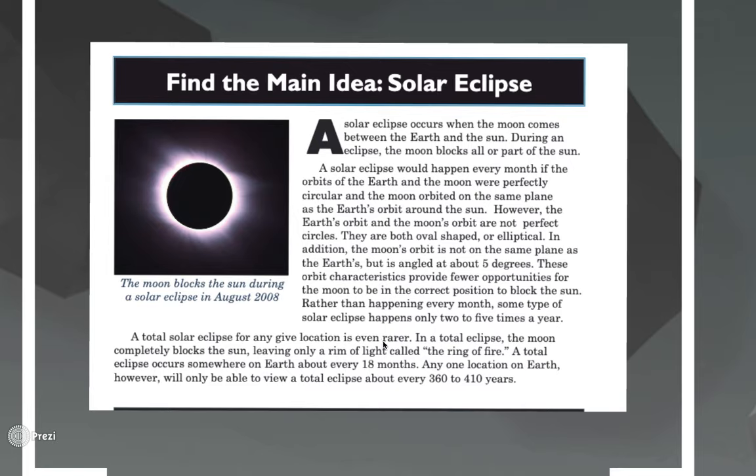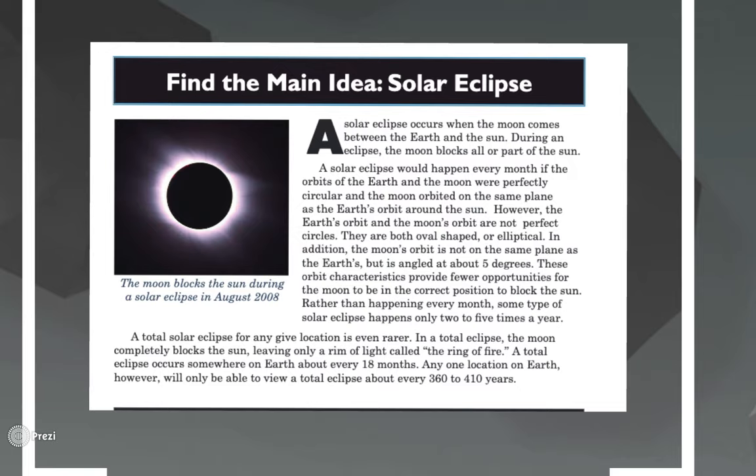And then our very last one, this word "rarer" here, is also a good supporting detail to support our understanding of the main idea of the text. A total solar eclipse for any given location is even rarer. In a total eclipse, the moon completely blocks the sun, leaving only a rim of light called the ring of fire. A total eclipse occurs somewhere on Earth about every 18 months. At any one location on Earth, however, we'll only be able to view a total eclipse about every 360 to 410 years. Oh, wow.